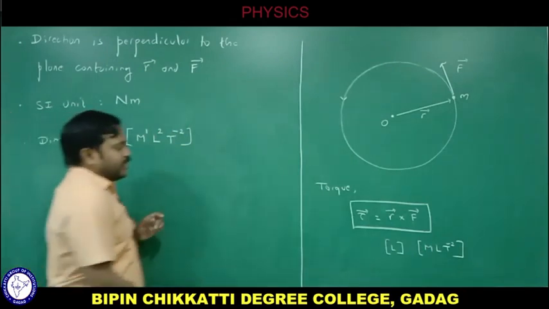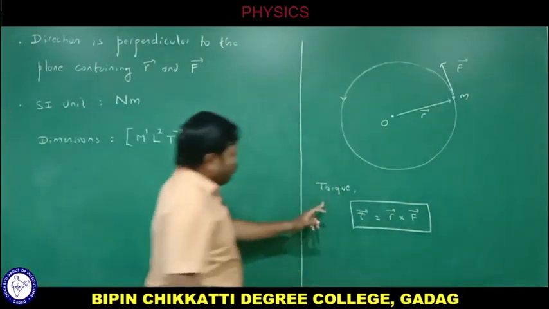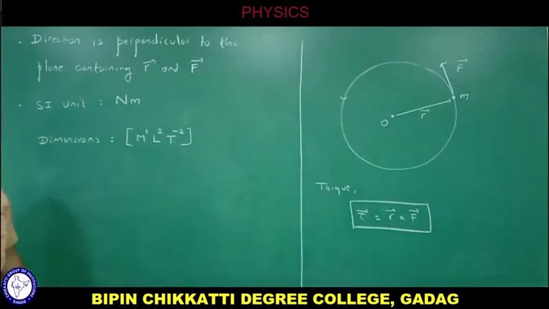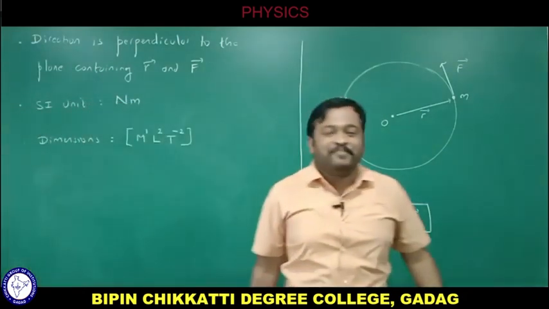To know the SI unit and dimensions, you must know the formula first. So what is the formula for torque? That is r cross F. Based upon that, I have written the SI unit as well as the dimensions.